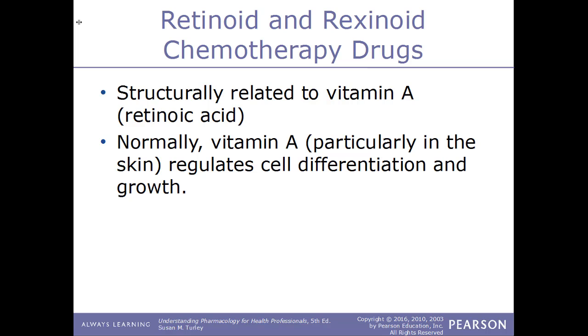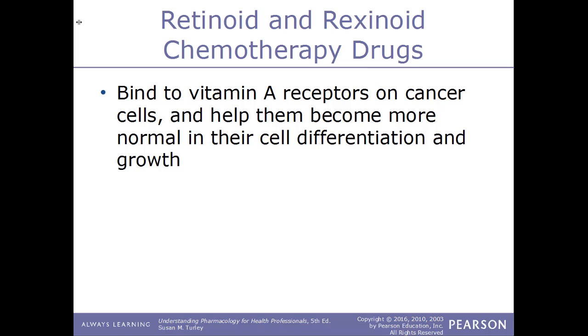The next type of chemotherapy drug we'll talk about are the retinoid and rexinoid drugs. Now, these are structurally related to vitamin A, which is also known as retinoic acid. Normally, vitamin A, in particular in the skin, will regulate cell differentiation and growth. These kinds of chemotherapy drugs will bind to vitamin A receptors on cancer cells and help them become more normal in their cell differentiation and their growth.